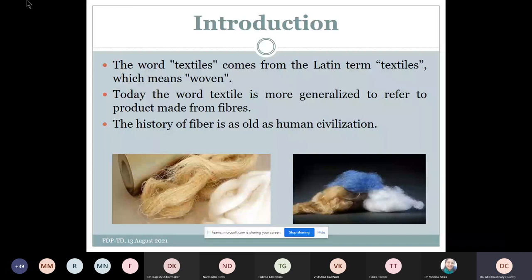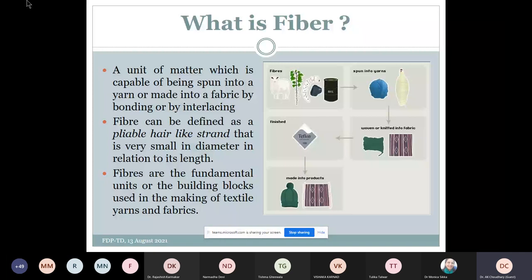So the next question is, what is a fiber? Not every material can be considered a fiber. A fiber needs certain dimensional, physical, and chemical properties. A fiber is a unit of matter capable of being spun into yarn, or made into a fabric by bonding or by interlacing. Either by the process of bonding or by the process of interlacing, and interlacing is done on weaving machines. Initially the fiber is converted into yarn, and then the yarn is used for making fabrics. So a fiber can be defined as a hair-like strand that is very small in diameter in relation to its length.